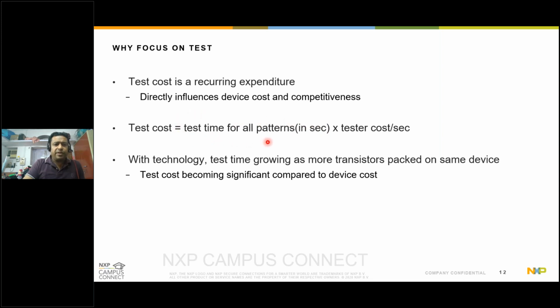So it becomes very important that you optimize the total test time that you use to test your chip. That's why it becomes important to focus on the test methodology that you implement in your SoCs. And as the technology grows, the test time associated with each silicon chip is also increasing, and it is now increasingly becoming comparable to your device cost. So it really becomes important to optimize the test time.